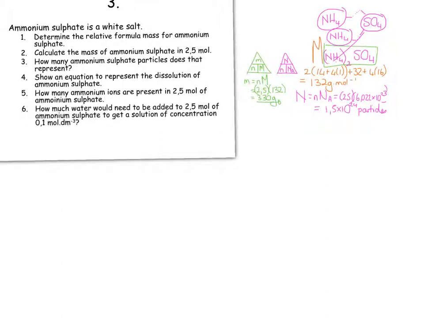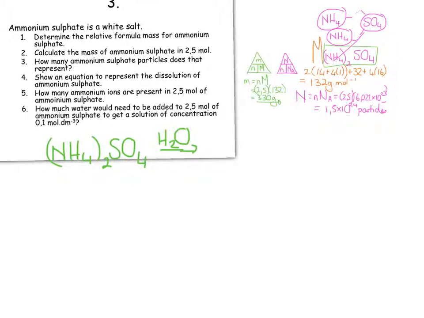Now, as I've just mentioned, ammonium sulfate is actually ionically bonded. So I'm going to look at the dissolution. What happens when I put ammonium sulfate into water? I'm going to get (NH4)2SO4 into water, and the ions are going to break up. I am going to get the positive ions separating from the negative ion.